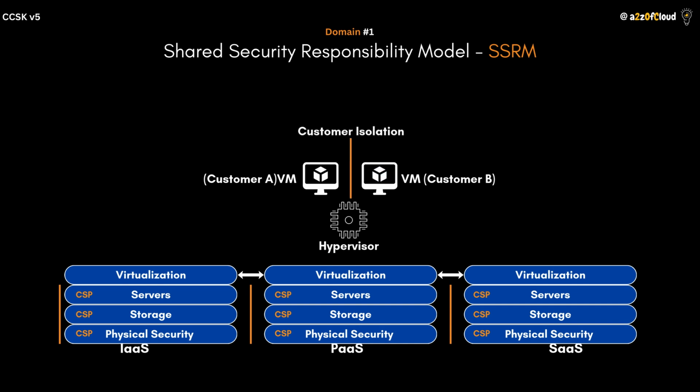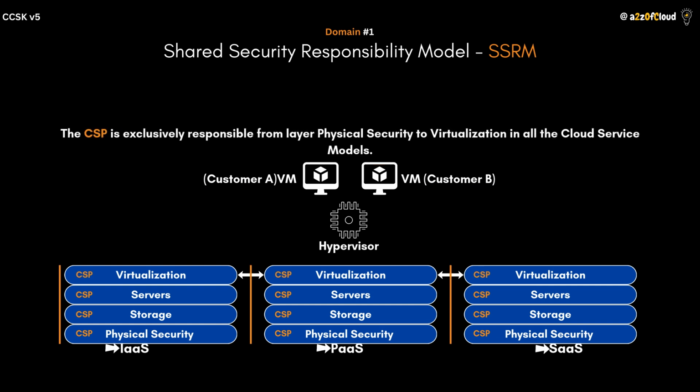Data leakage. This is another hypervisor vulnerability. The inadequate isolation between virtual machines used by separate cloud service customers may lead to unintended data exposure. The CSP is exclusively responsible from layer physical security to virtualization in all the cloud service models.